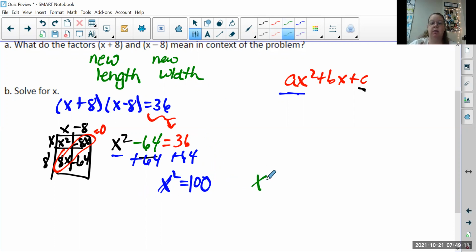So I'm going to say X equals 10, but 10 is not the only number, because a positive times a positive is a positive, but also a negative times a negative is a positive. So it's actually positive and negative 10. So that would be our solutions. In the context of the problem, negative 10 wouldn't work because you can't have a negative 10 side length, but this said to solve for X. So it could be positive and negative 10 if that was the equation.